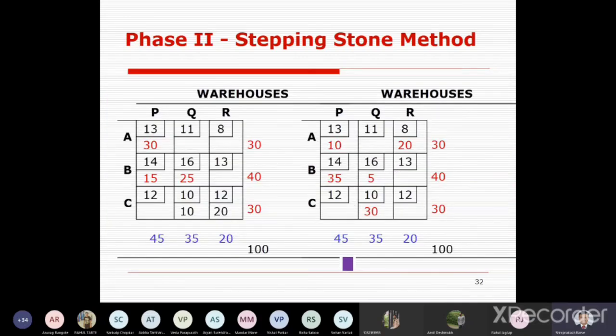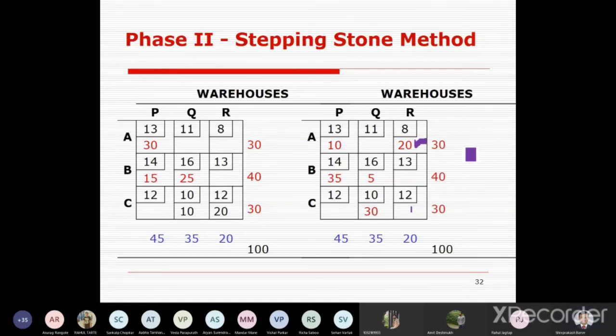So in the next figure, I have shifted the units from this cell to this cell, and now I want to maintain this plant A capacity of 30 as it is. Once I have added 20 here, I have to subtract 20 from this other cell, then only can I maintain 30. Like this, R capacity is also 20. In the previous iteration there was 20 here, so I have to reduce this 20, then only can I maintain this warehouse R capacity as 20.